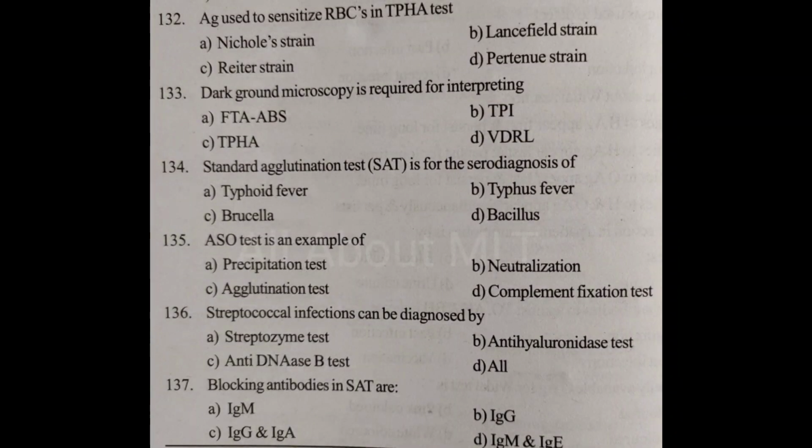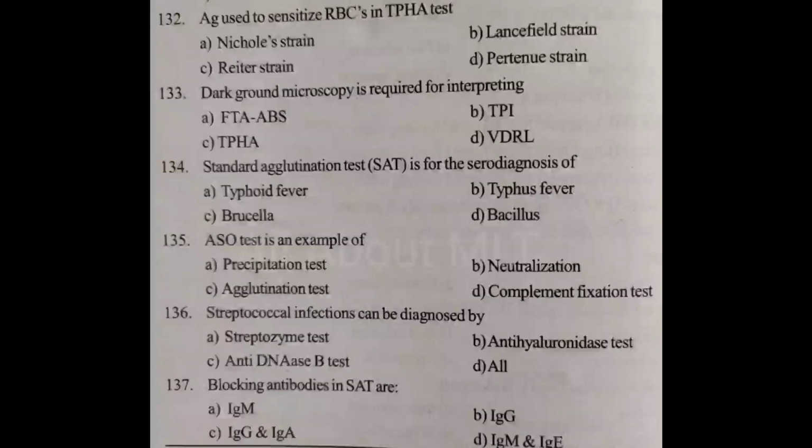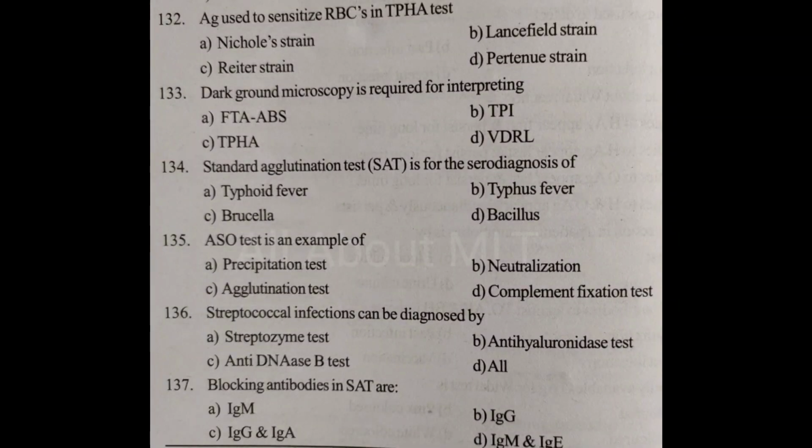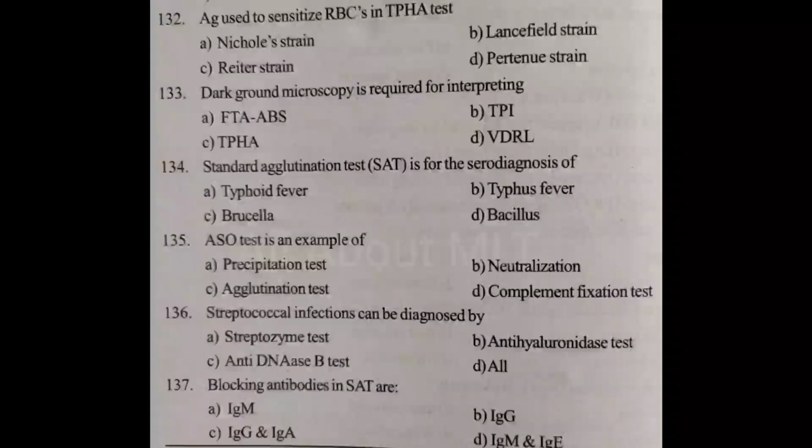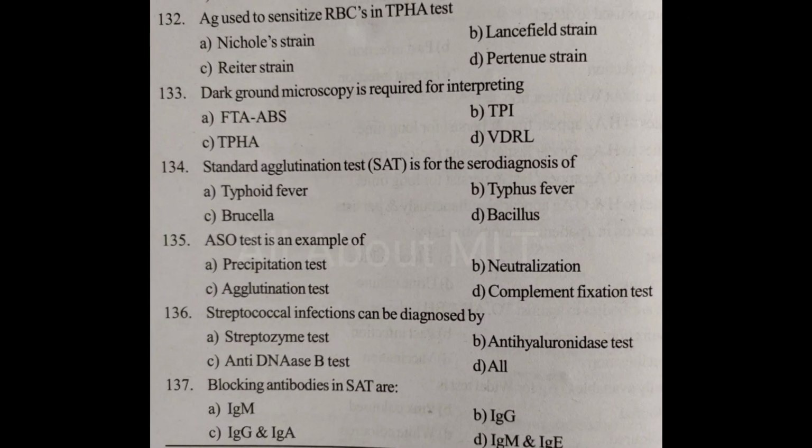Dark ground microscopy is required for interpreting option A, FTA-ABS, option B, TPI, option C, TPHA, option D, VDRL. Answer is option B, TPI.